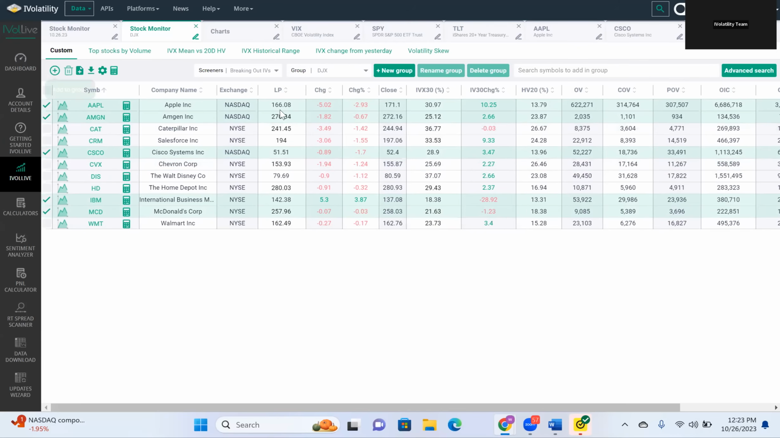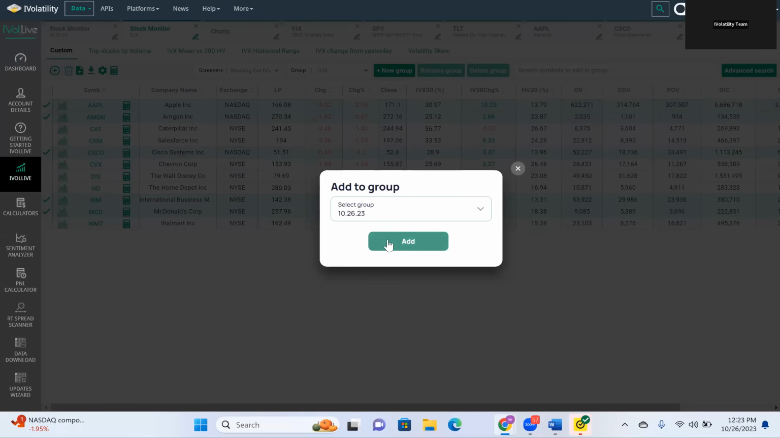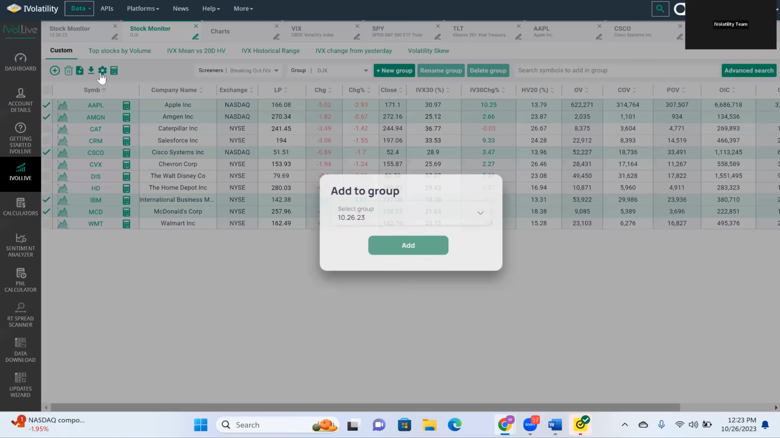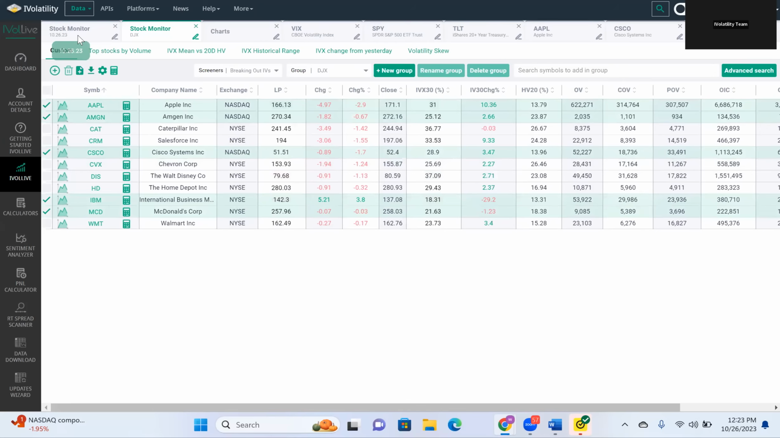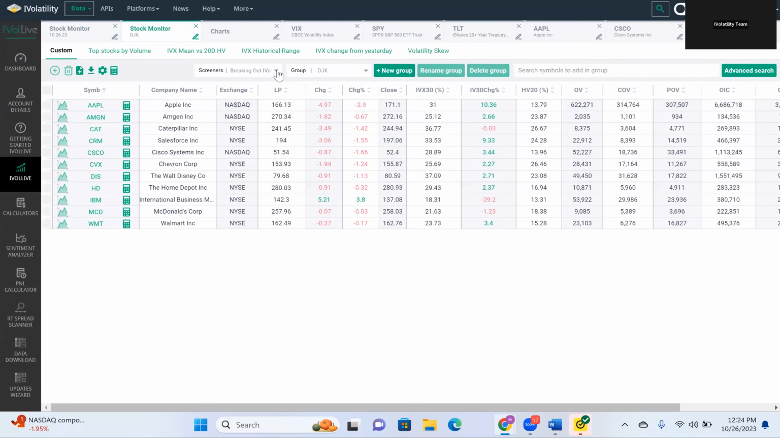So let's hit plus here, go to our group, 10/26/2023, add, and now we should have, boom, there we go. Those are the names that we just added from that custom scan we did here, breaking out implied volatility.